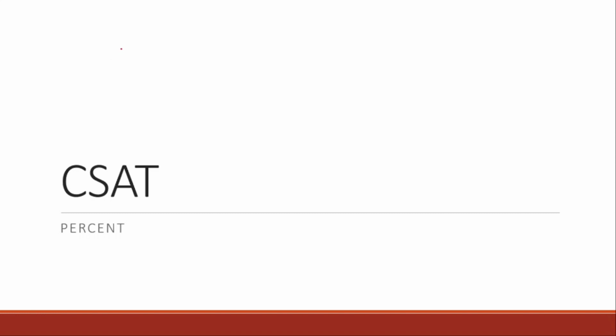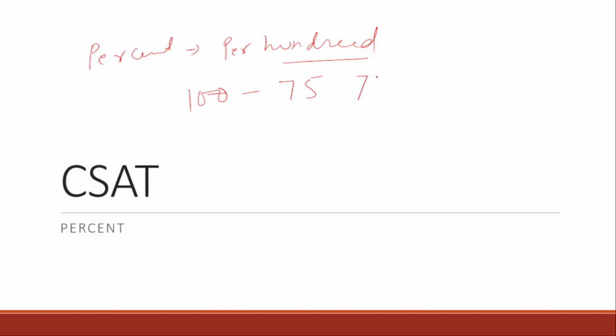So let's understand what percentage is. Percent simply means per 100. Okay, what does this mean? Suppose I have 100 rupees and I gave 75 to someone. What portion I have given is the percentage. So out of 100 I have given him 75. So 75% of the rupees that I had I have given to someone. Okay. Let's take another example.